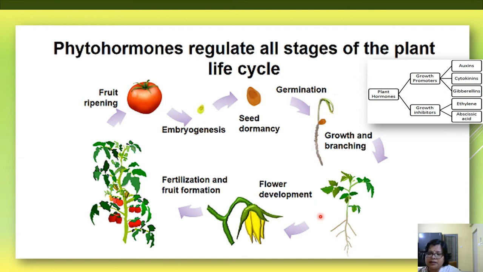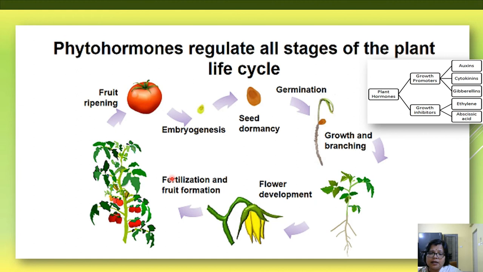Now the next part, that is flowering. First is the juvenile stage, and when the plant enters the reproductive stage, we find that the initiation of flowering is carried out by the increased concentration of auxin, gibberellin, cytokinin, and sometimes in certain plants by abscisic acid.